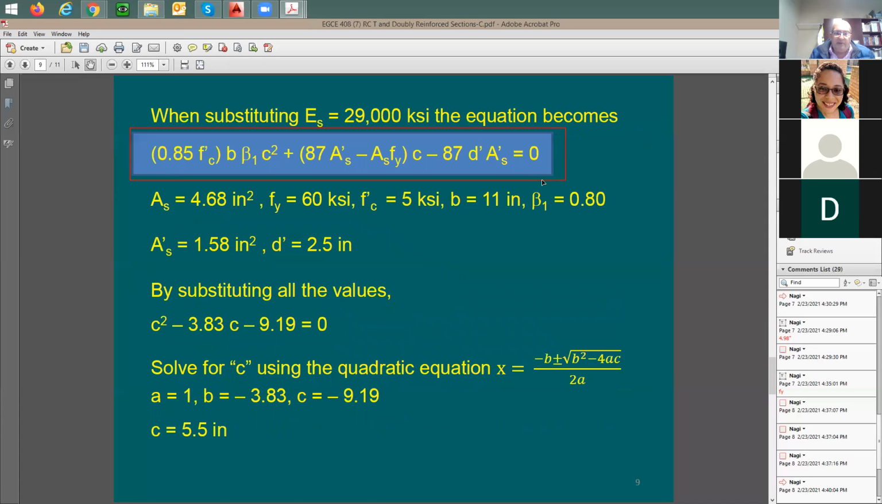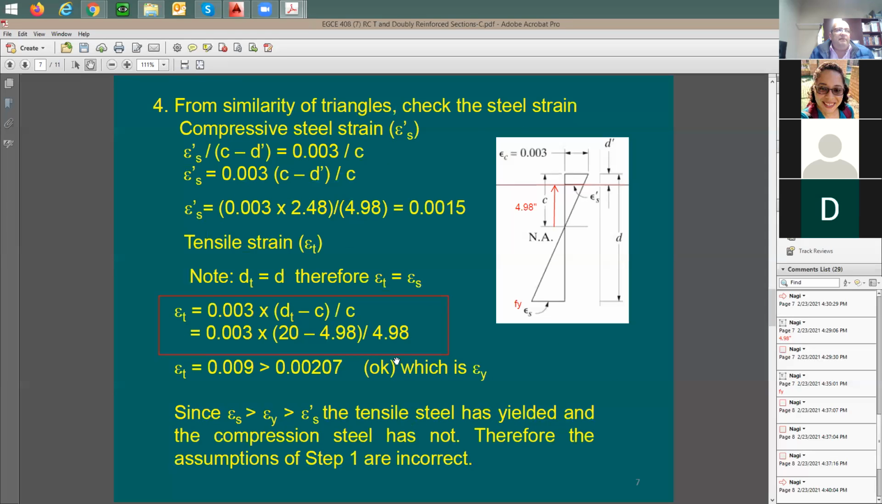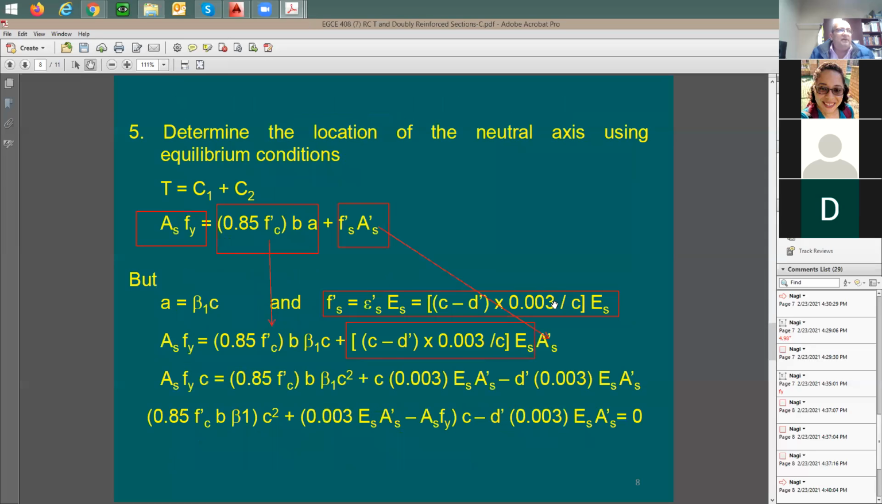So this equation is going to be on your formula sheet. You don't really need to derive this again. So once you prove to yourself that the bottom steel, which is the tension steel, is yielding, you can just jump and use this equation. You don't really need to derive it each time that you do a homework or exam problem or a quiz.